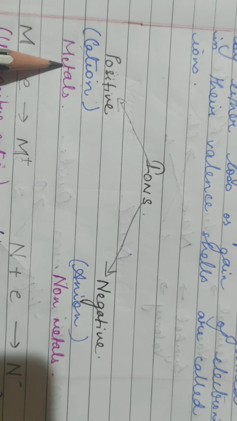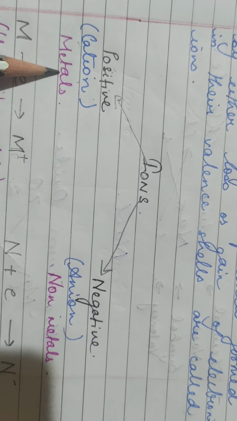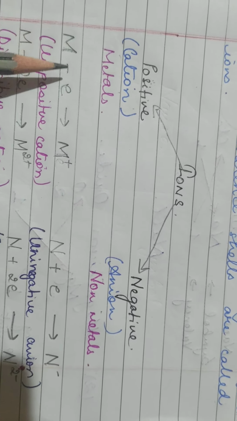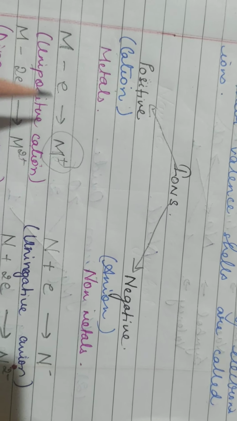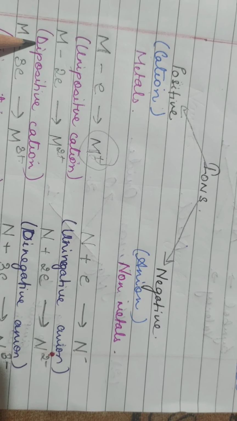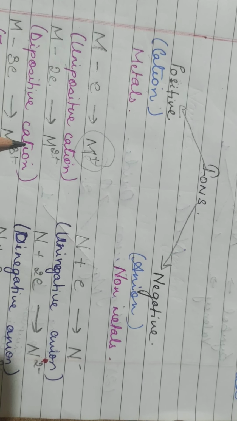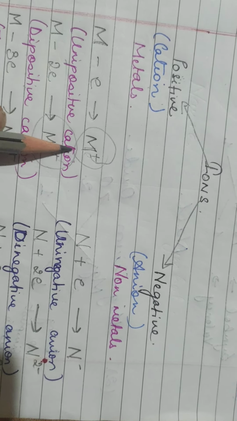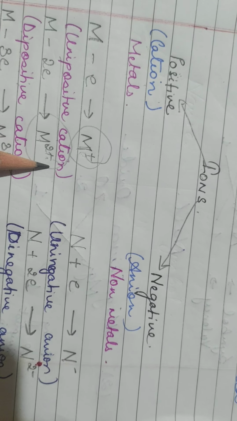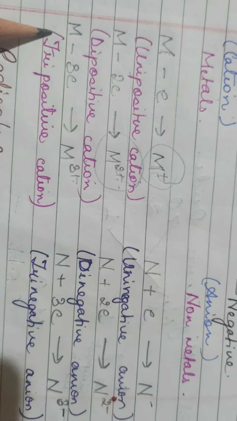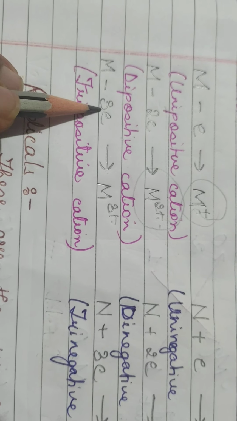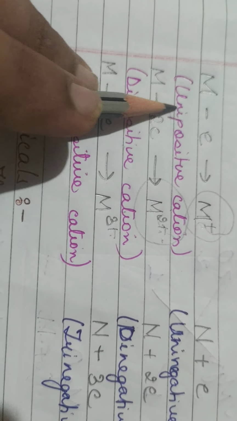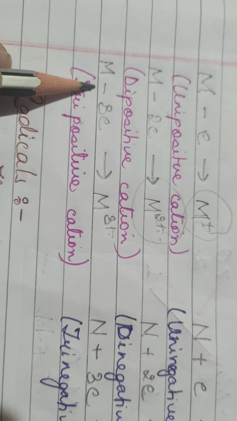Who forms positive ions? A metal. Metal generally forms positive ions. Metals may lose one electron to form a unipositive cation. You can see the symbol. A metal can lose two electrons to form a dipositive cation, represented as capital M, 2 plus. And tripositive ions or cations are formed when a metal loses 3 electrons. The positive sign over here indicates the loss of electrons.